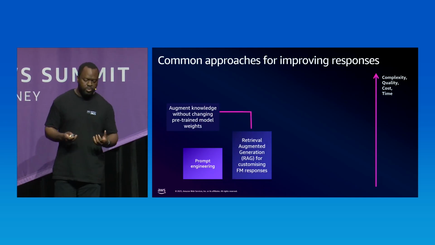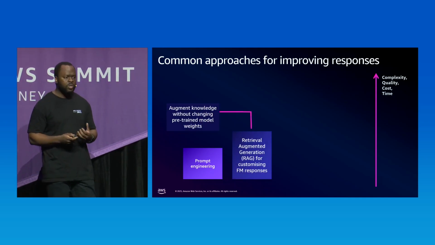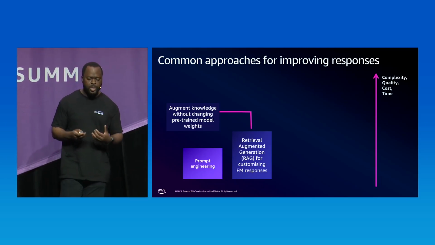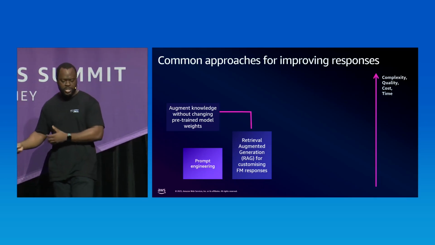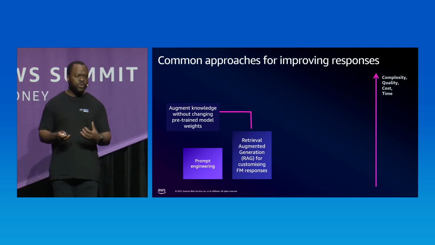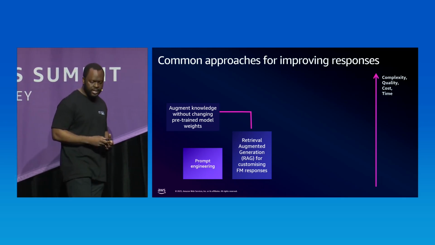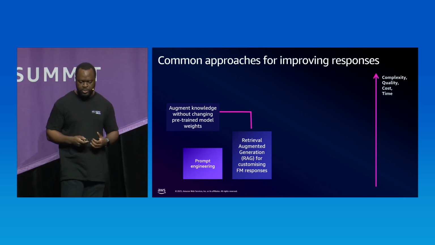The second is RAG, and RAG stands for Retrieval Augmented Generation. This is basically a way of extending the model's capability to your organization's internal knowledge source. And this is going to be the focus of today's session, and it's where we see lots of customers get benefits from their Gen AI applications to improve response.